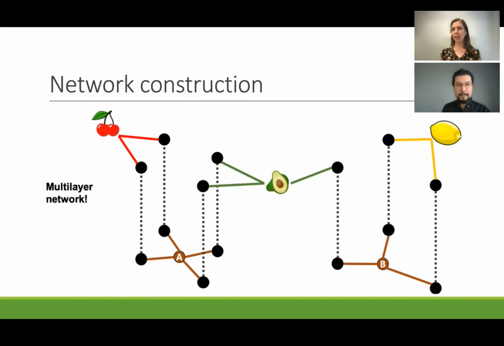And here you can see how we then connected the 2 layers together by linking each farmer to themselves in the 2 layers. So here we have a multi-layer network where the first layer is the district layer and the second layer is the product layer.